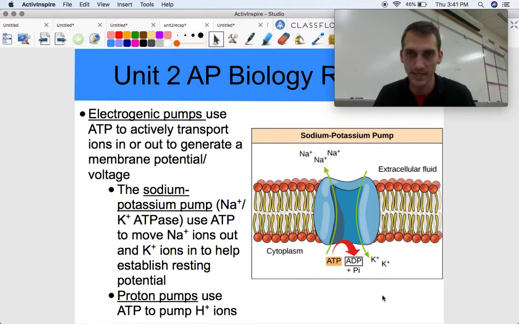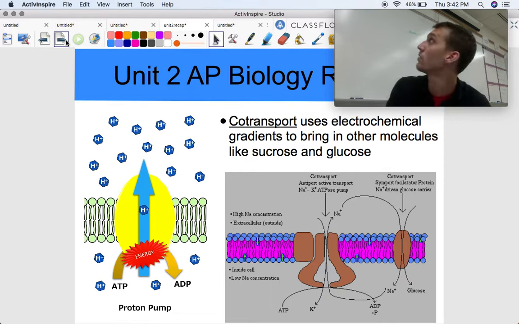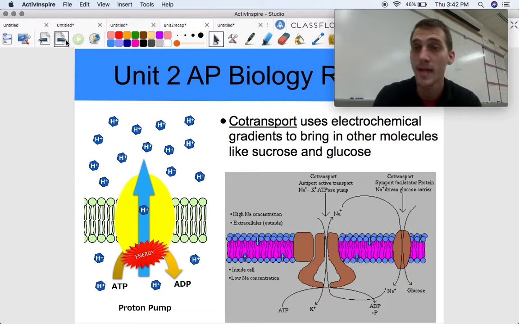The other type is called a proton pump, and proton pumps use ATP or electrons getting passed from one protein to the next to pump hydrogen ions across a membrane. Okay, and that can create what's called a proton gradient. So co-transport is a special type of active transport that uses electrochemical gradients to bring in other molecules like sucrose and glucose. Sucrose and glucose cannot pass through the bilayer.